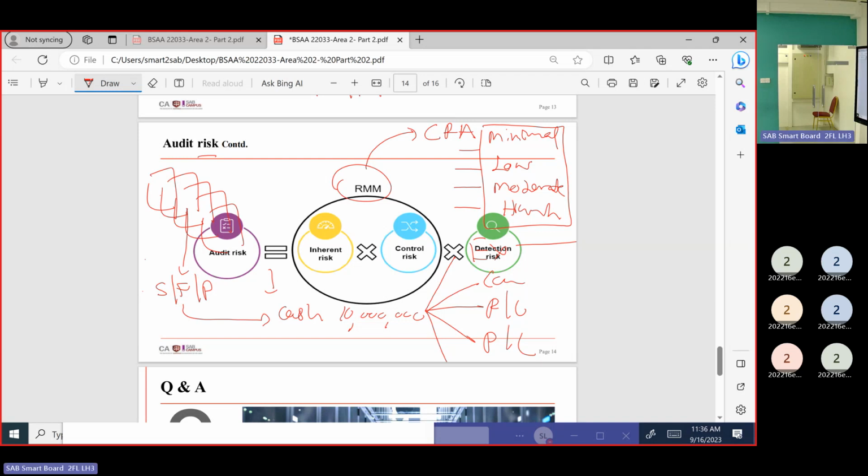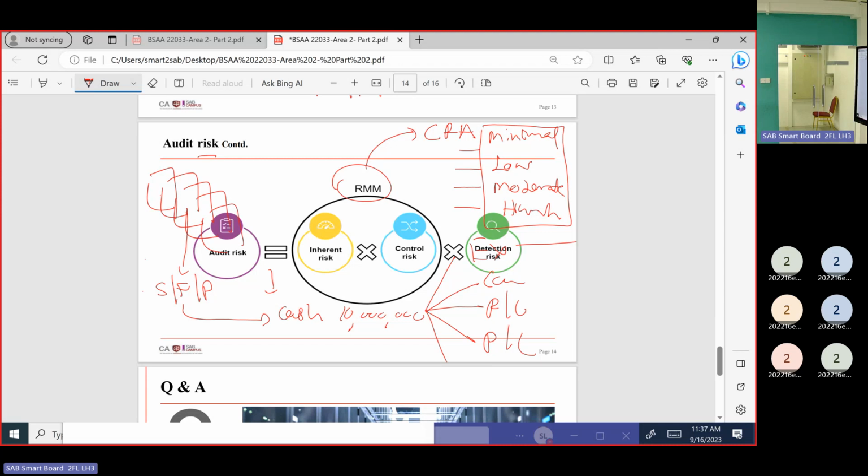I hope you are getting this. You have to understand this. I will repeat it again. Before we go to audit procedures and then materiality levels, you should understand this. This is the core of the theme. Analyzing the risk, then only you can decide audit procedures, perform audit procedures, and conclude by issuing the audit report.